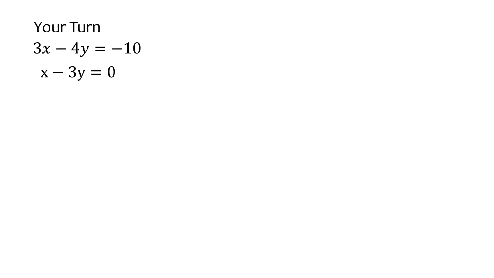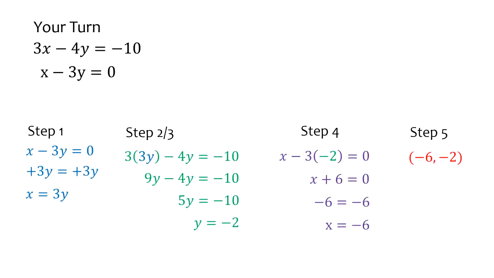All right, so everybody's done that. We'll go through here. Here are all our steps. I solved the first equation for x. It was the easiest amount of math. I just added 3y to both sides. I got x equals 3y. Plug 3y in again wherever I see x. So I end up with 3 times 3y minus 4y equals negative 10. Multiply that through, combine our like terms. We get to 5y equals negative 10. So our y equals negative 2.